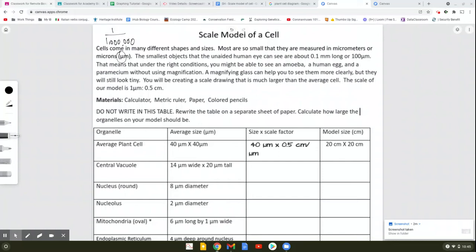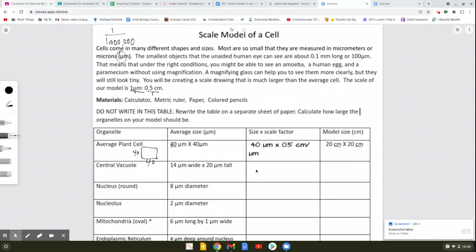So here's what the scale means. For every 1 micrometer that the cell is, we're going to draw 0.5 centimeters. So, for example, the average plant cell. Now, remember, a plant cell is going to be kind of blocky shaped. So for this, 40 by 40 means 40 micrometers, but we have to change it into centimeters. So for every one of those micrometers, you're going to draw half a centimeter.